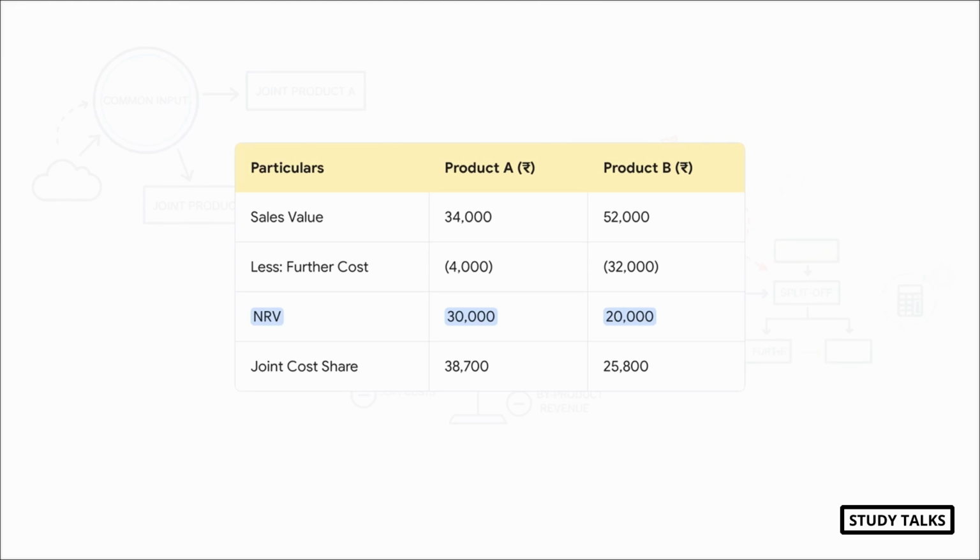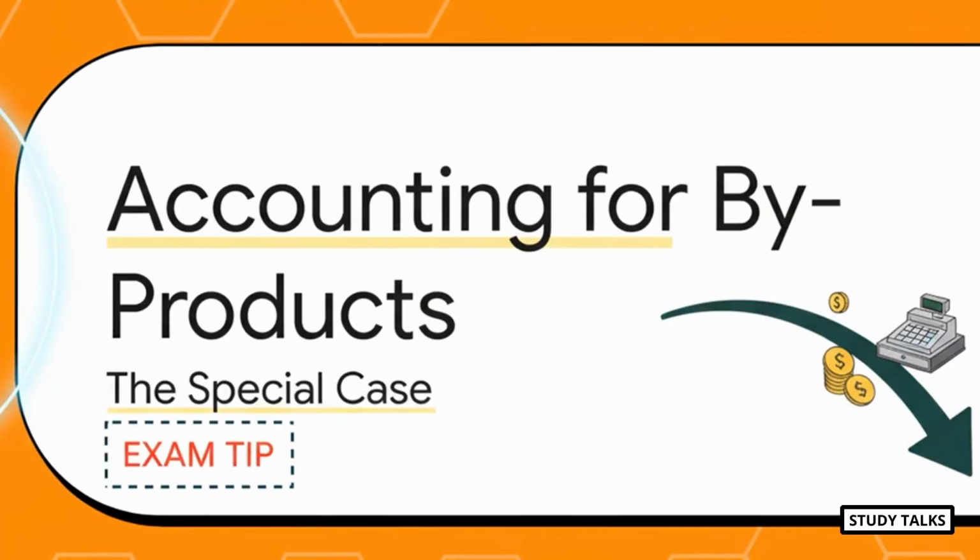This means our apportionment ratio isn't based on the sales value, but on the NRV ratio of 30 to 20, or 3 to 2. We use that ratio to split our joint cost of $64,500. See? The product with the higher sales value actually ended up taking a smaller piece of the joint cost. That's the logic of NRV. Phew! Okay, we've totally nailed how to apportion costs for the big-ticket joint products.